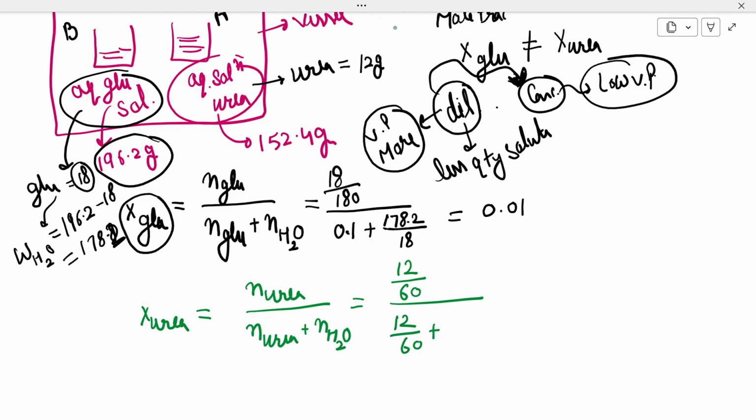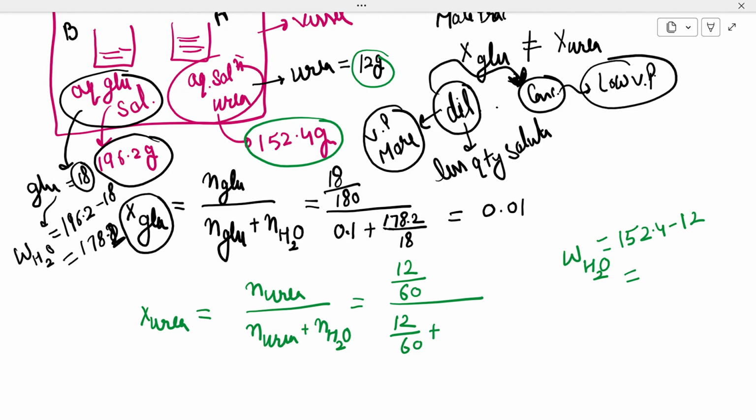Similarly, the mass of urea is given, that is 12 gram, and the molecular weight of urea is 60. So the mole fraction is 12 by 60 divided by 12 by 60 plus the number of moles of water. So we can calculate the mass of water in the urea solution. In the urea solution, the mass of water will be equal to the total mass of solution, 152.4, minus the mass of urea solute, 12.